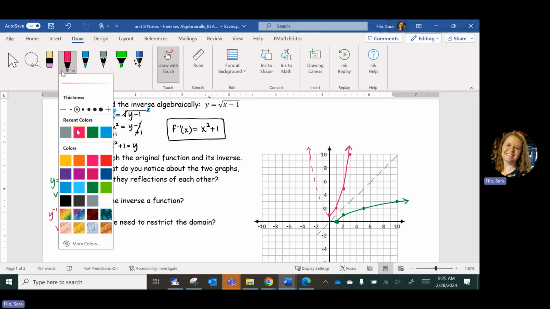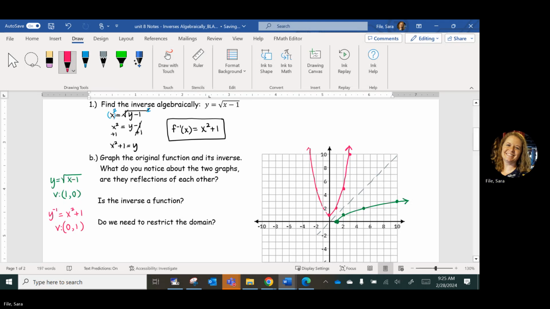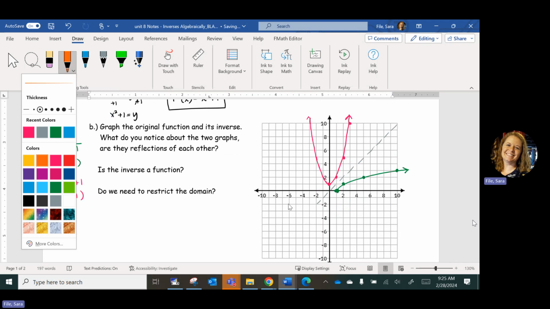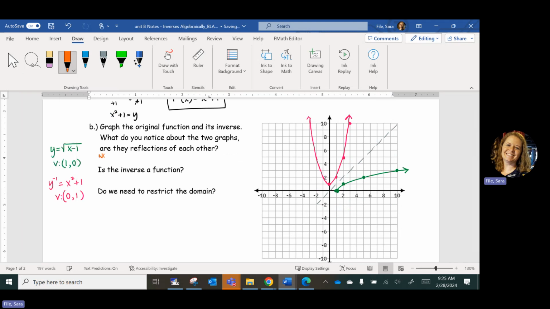Get back to pink. Let's say we did graph that entire parabola. And let's answer the questions in terms of that. Okay, so the way that it's written, I would say no. They're not reflections. Okay, is the inverse a function? Yes, that parabola, that is a function. Do we need to restrict the domain? Okay, and the answer here is yes.